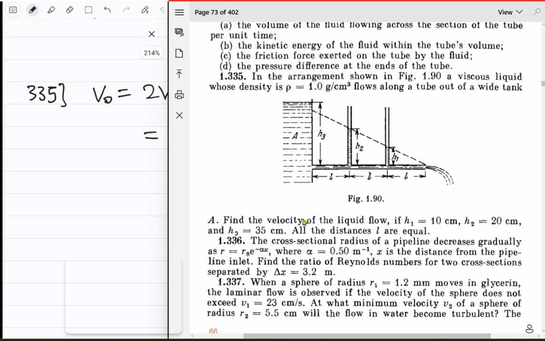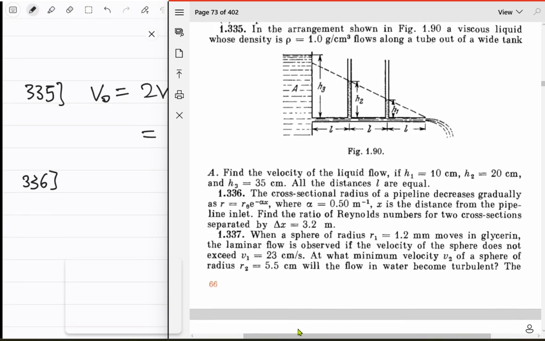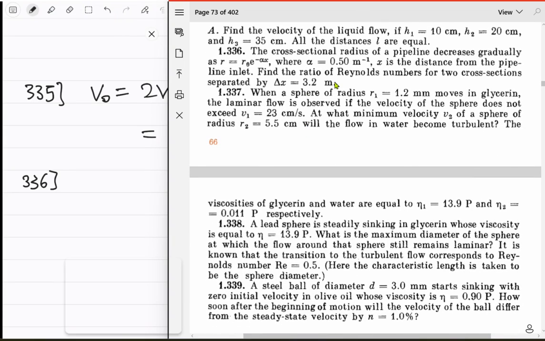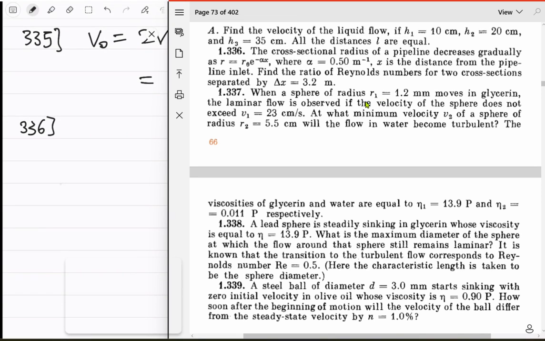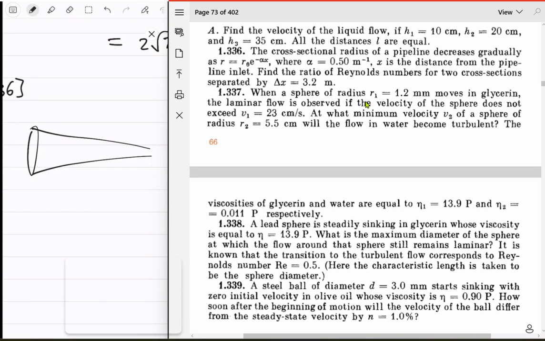336. The cross-sectional radius of the pipeline decreases gradually as r equals something. Wait, what? Oh, okay, I think I know what you're talking about. So it's like this, right? This is the pipeline that we're talking about, where alpha is something. x is the distance from the pipe inlet. Find the ratio of Reynolds number for two cross sections separated by delta x equal to this.